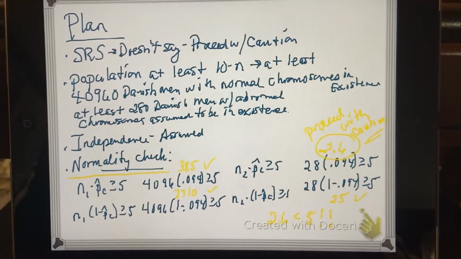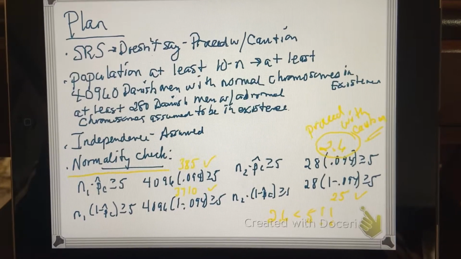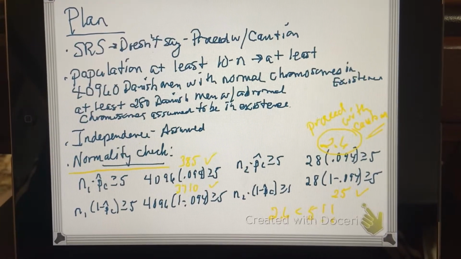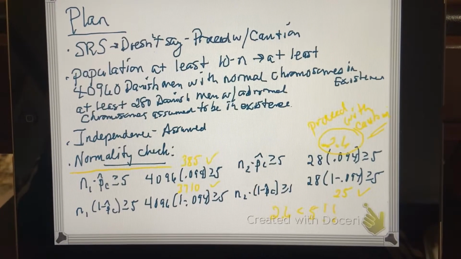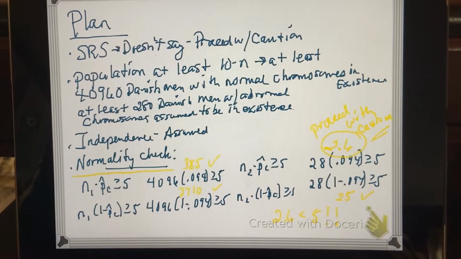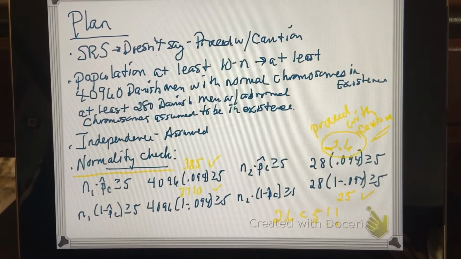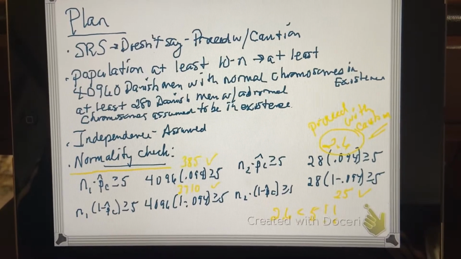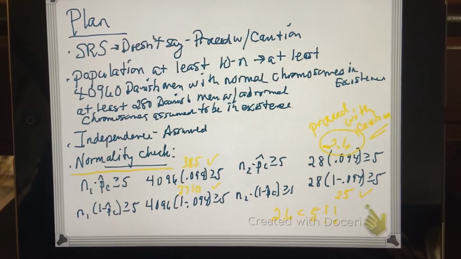So just think, I have 2 samples, I'm going to split them in half. So n1 times p-hat combined is greater than or equal to 5, and n1 times 1 minus p-hat combined is greater than or equal to 5. When I checked my numbers, I went ahead and calculated them out, and the first one was 385. The second one was 3,710. Both of those are okay.